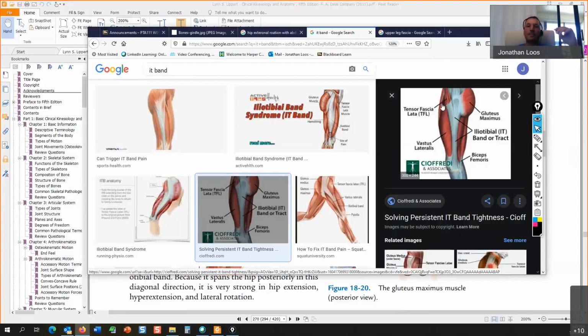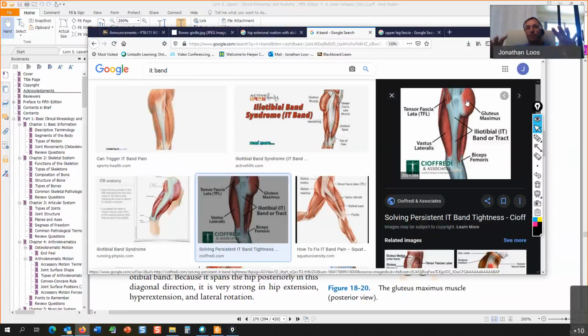Now the TFL internal rotation is so minimal that the TFL doesn't only do internal rotation. It does hip abduction a little bit, and it does a little bit of hip flexion, but it shares its function of internal rotation because it's not needed, because gravity is there. But the point that we're trying to make here is that this IT band only exists because it's a thickening of the leg fascia that comes from the TFL and the glute max.